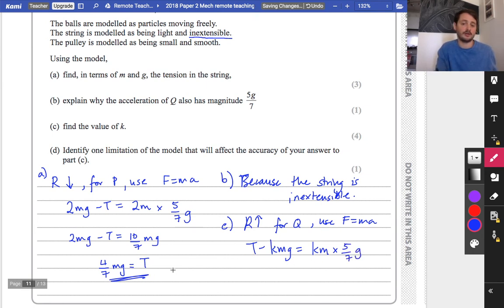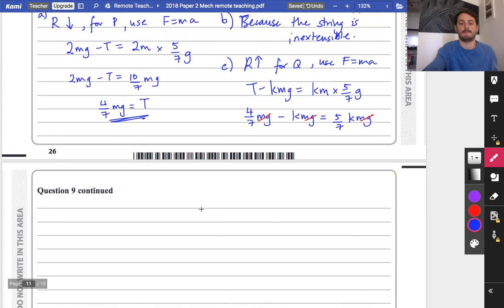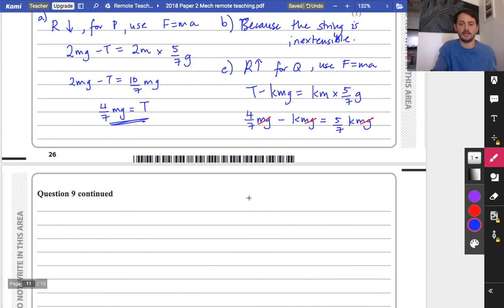Now remember, we've just worked out what T is, so I can replace the T with 4 over 7 mg. So 4 over 7 mg minus kmg equals, just writing this in a slightly different order, 5 over 7 kmg. Now you'll notice they all feature mg, so I can divide by mg and completely get rid of it. Let's go on to the next page. So I'm just going to continue this straight underneath. So I get 4 over 7 minus k equals 5 over 7k.